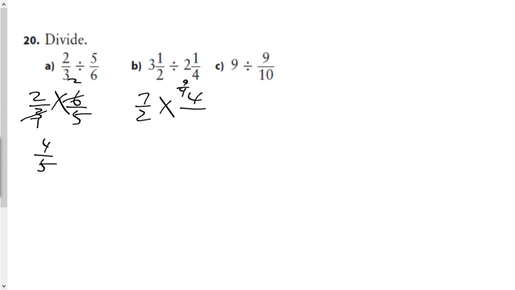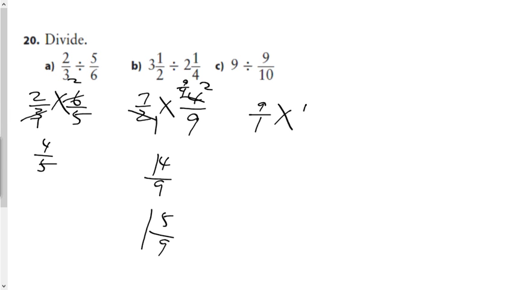4/9. We examined it as an improper fraction. I get 4/9. Cross reduce if applicable. I get 14/9, which is 1 5/9. And finally over here, 9 over 1 multiplied by the reciprocal of 9/10, which is 10/9. A beautiful cross reduction gives us the final answer of 10.